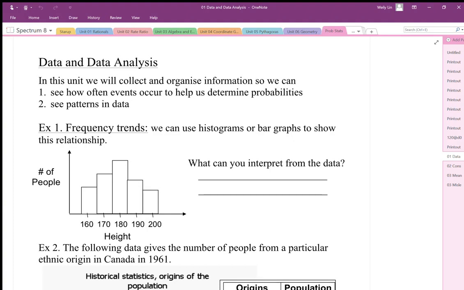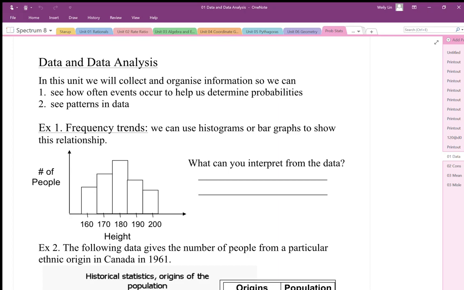So we're going to start looking at data and data analysis. And data analysis is getting more and more important because as we have more and more data available to us, we have to make sure that we're analyzing this and being able to get the appropriate information and be able to interpret the information.